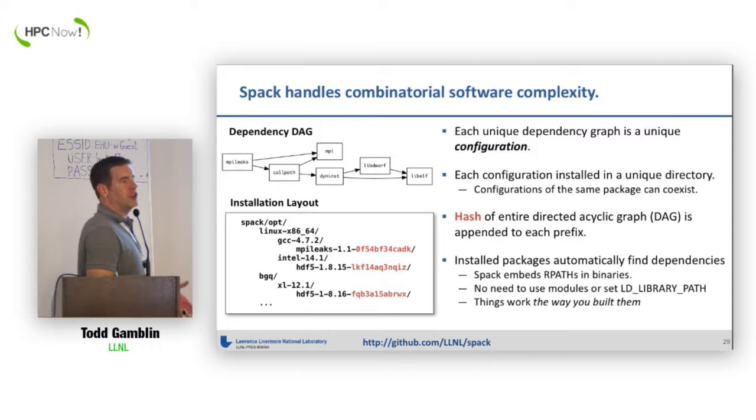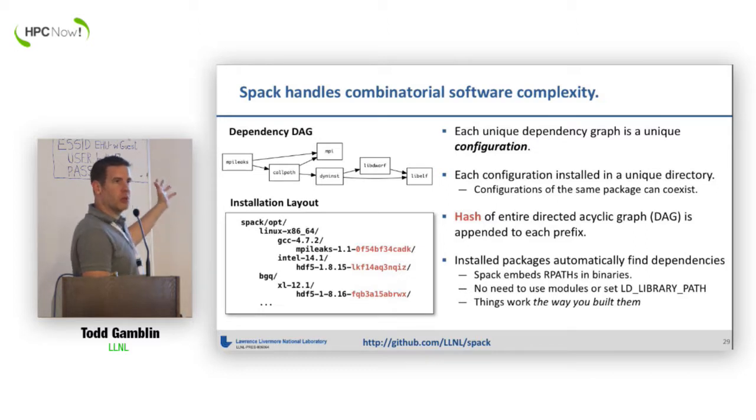So how does Spack do this? What's really going on under the hood? If you think about what a dependency DAG looks like, here's one for the MPI leaks tool that I showed you in the slides before. What we're doing is we're considering each graph like this to be a unique configuration. And when I say each graph, I actually mean everything about the graph. So the nodes actually have metadata on them.